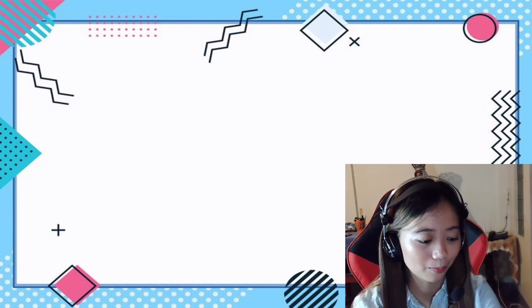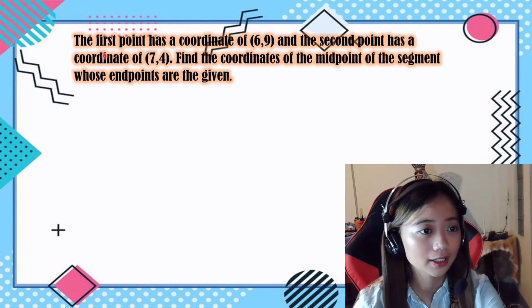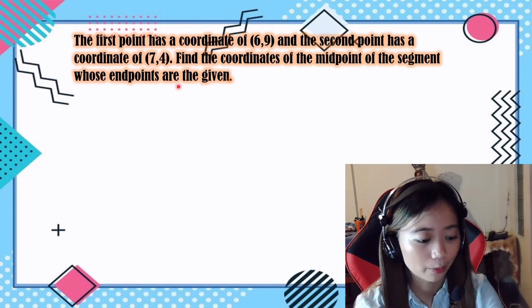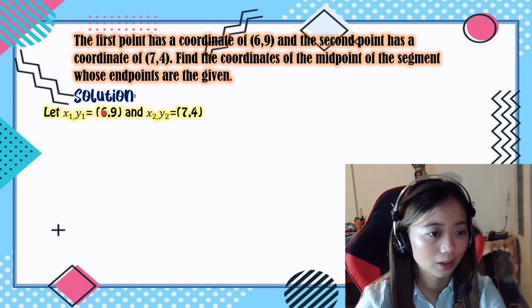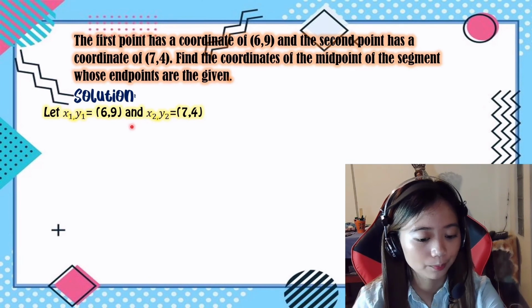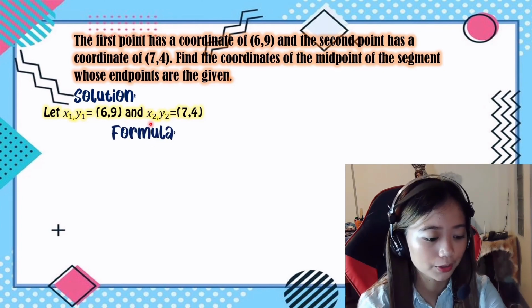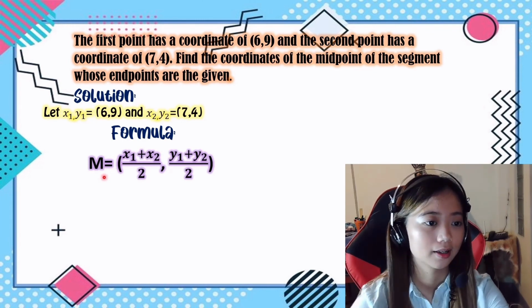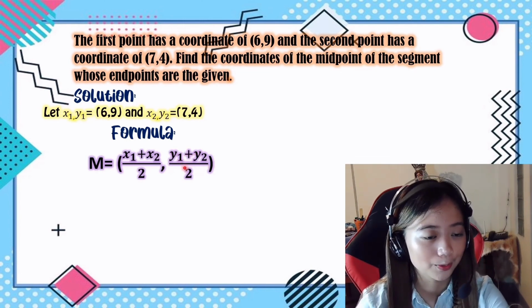Let's now compute the given endpoints. The first point has a coordinate of 6, 9 and the second point has a coordinate of 7, 4. Find the coordinates of the midpoint of the segment whose endpoints are the given. So, our first step is to let the ordered pair x sub 1, y sub 1 be equal to the ordered pair 6 and 9, and the ordered pair x sub 2, y sub 2 be equal to the ordered pair 7 and 4. And then after that, we will use the formula. So our formula is the midpoint equals the x value, x sub 1 plus x sub 2 divided by 2, and the y value, which is y sub 1 plus y sub 2 divided by 2.